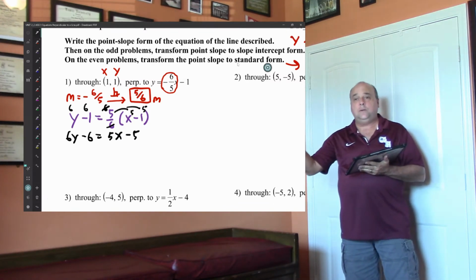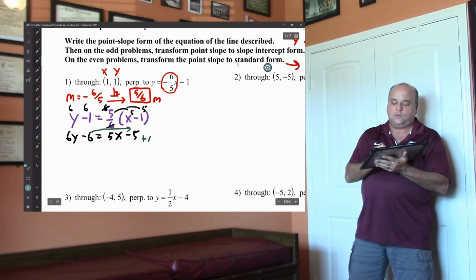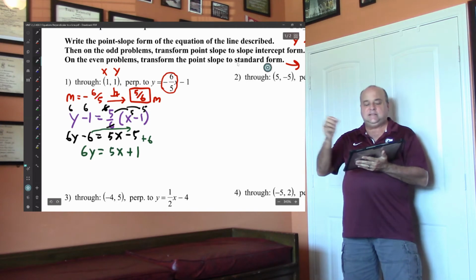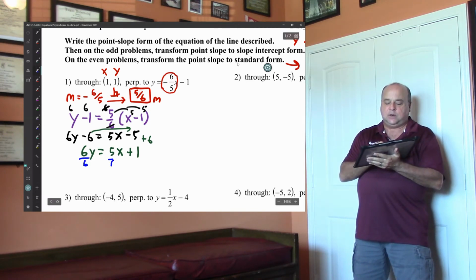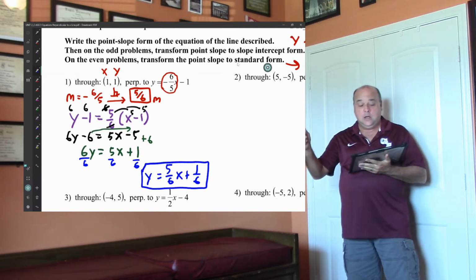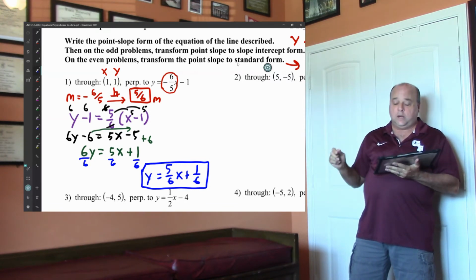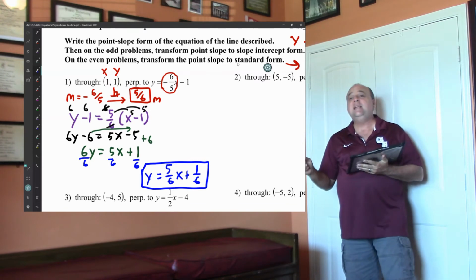Now then, I want slope-intercept form, so I need to move this 6 over, don't I? So I'm going to add 6, and I'll have 6y equals 5x plus 1. The last thing I need to do is divide by the 6, right? And I'll end up with y equals 5 over 6x plus 1 over 6. And that's the line that's perpendicular to y equals negative 6 over 5x minus 1 that goes through 1 comma 1. Okay, piece of cake.